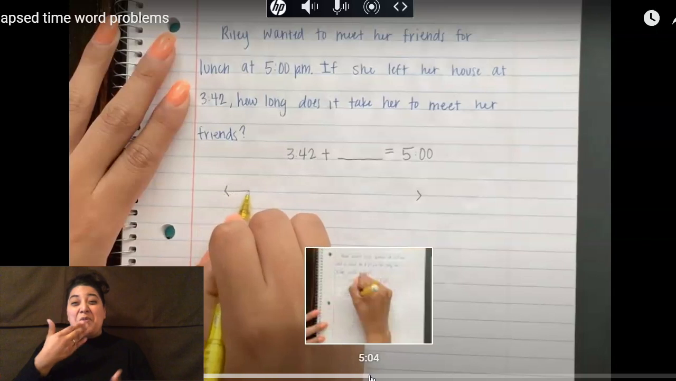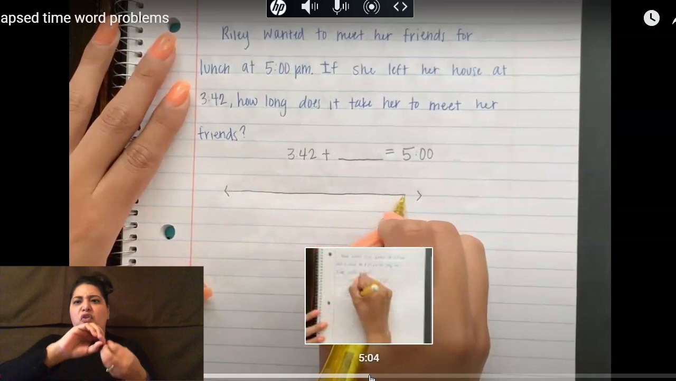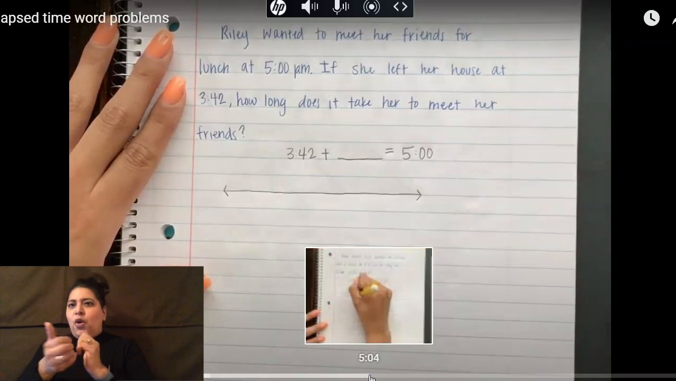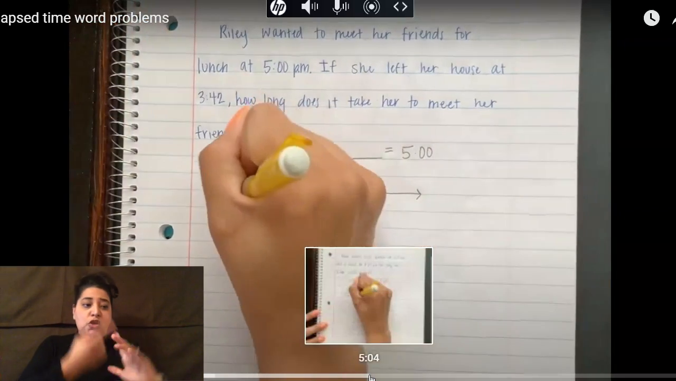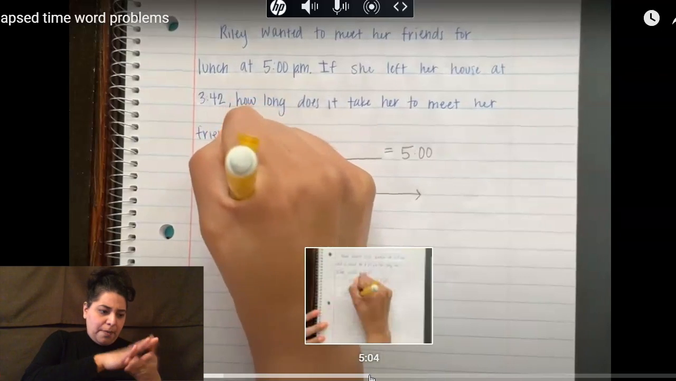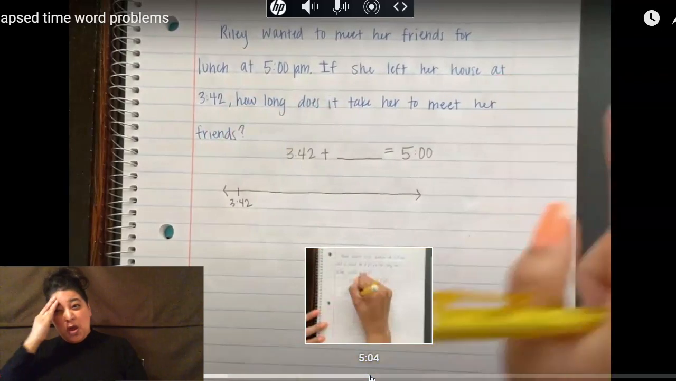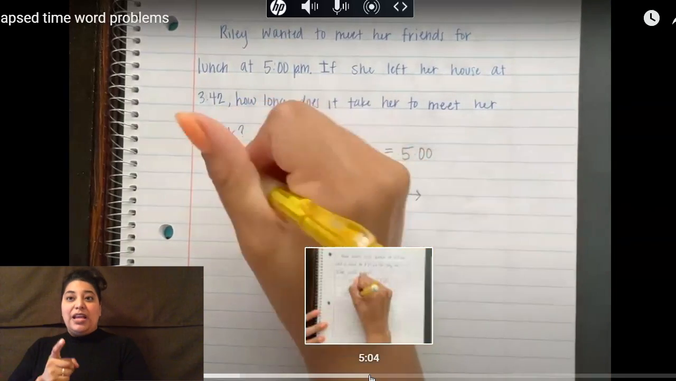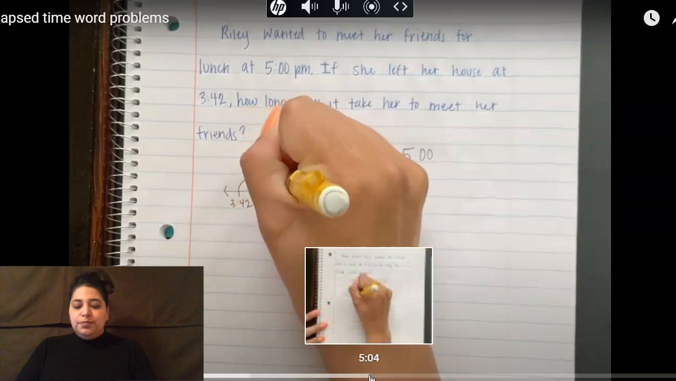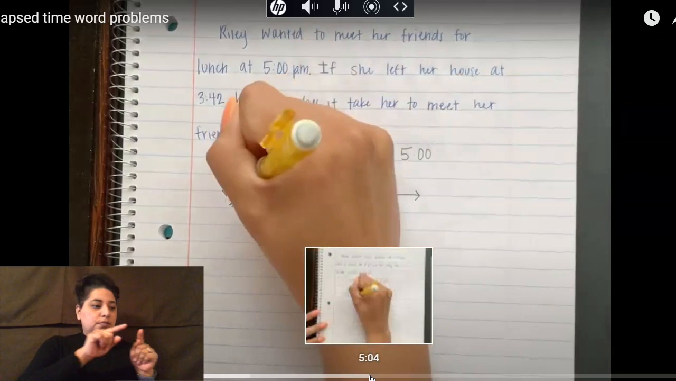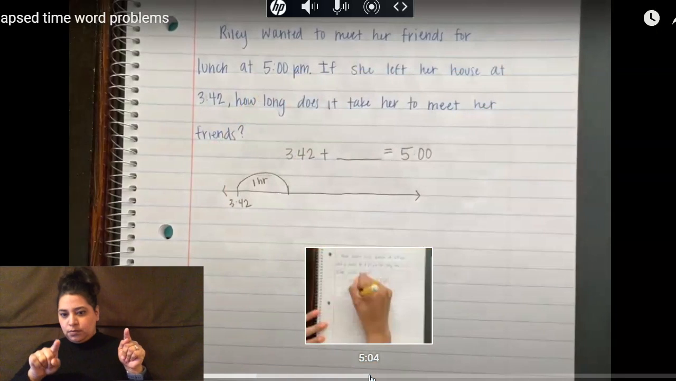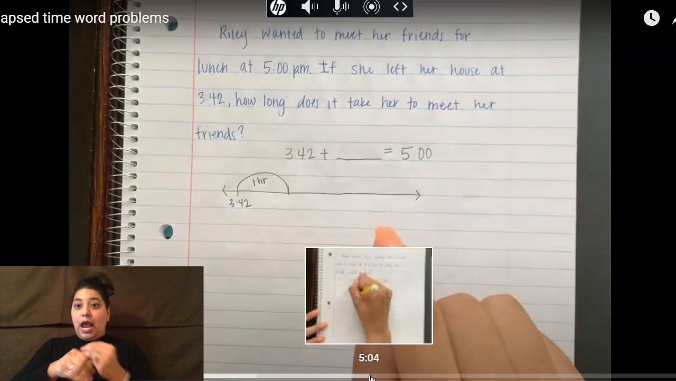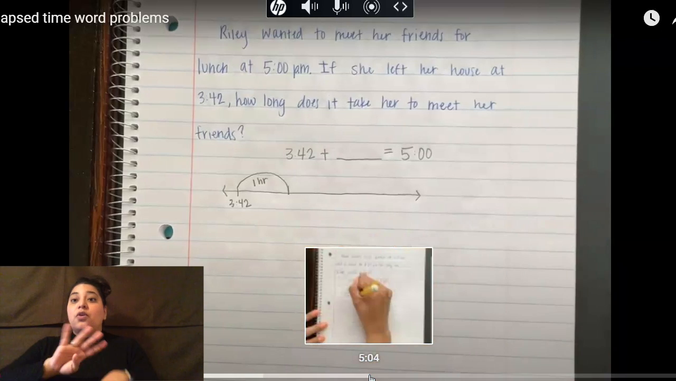And remember what I said previously, it's okay if you don't use the entire number line. It's okay if your number line is too short. All you have to do is erase your little arrow and make it longer. Okay? So our start time is going to be 3:42. Okay? I know if I add 1 hour to 3:42, I'm not going to hit 5. So let's try that. This is 1 hour. Remember to label it. So 3:42 plus 1 hour is going to give me 4:42.